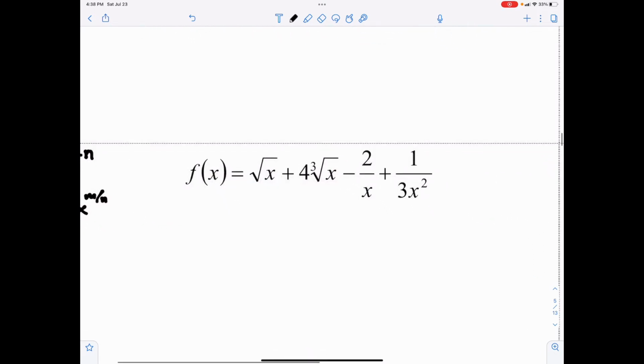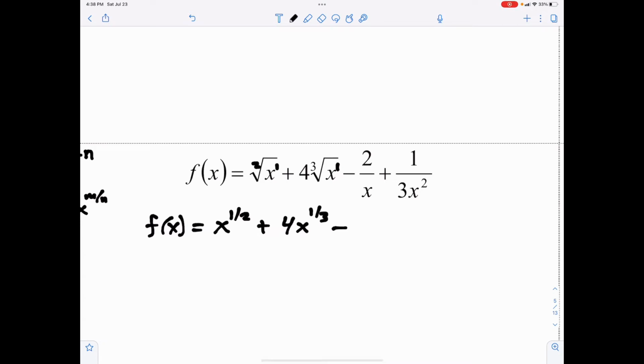So first things first, rewrite f of x. Don't take the derivative yet. So x, this is x to the first power, right? And it's a square root, so it's a second root. So we'd write the square root of x as x to the 1/2 power plus 4. Now this is the cube root of x, so x to the first power, but you're taking the cube root of it. So it's 4x to the 1/3 power minus 2.